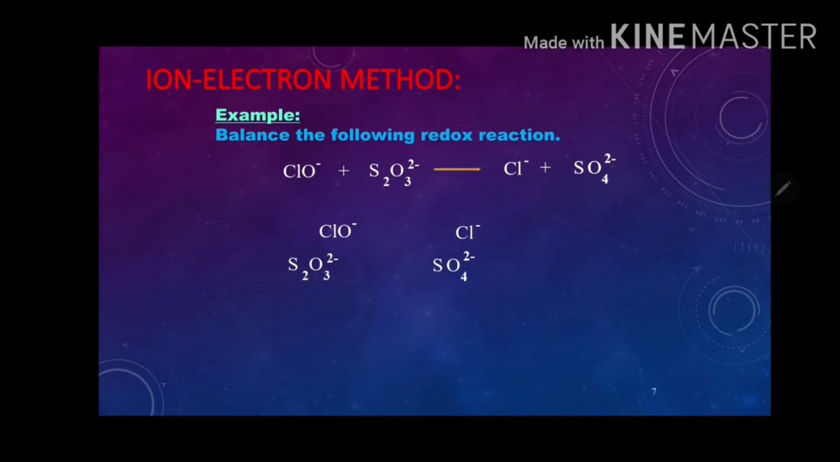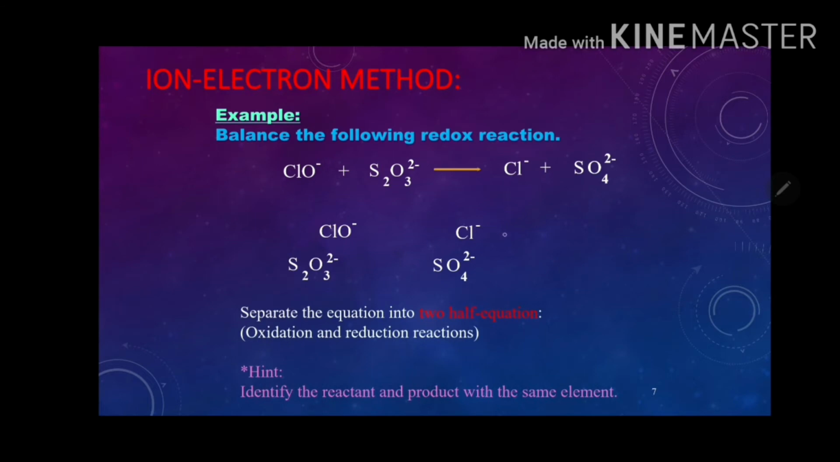So step number 1 is write the two half equations. So the two half equations are ClO minus produce Cl minus, and S2O3 2 minus produce SO4 2 minus. So actually this is a reduction equation and below is the oxidation equation.